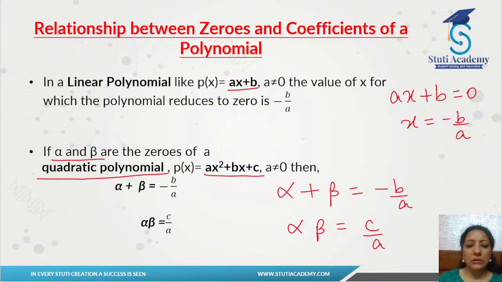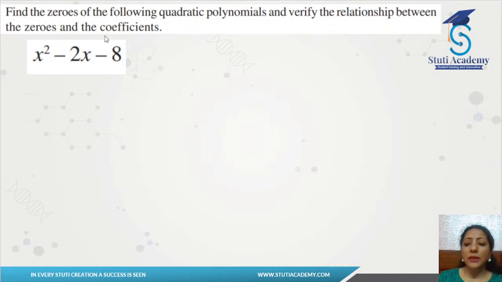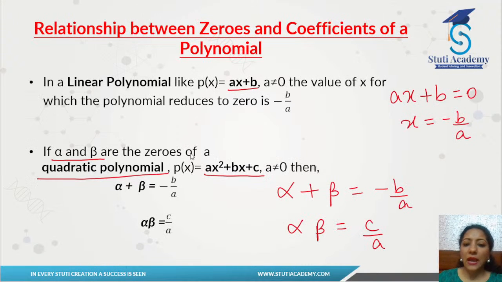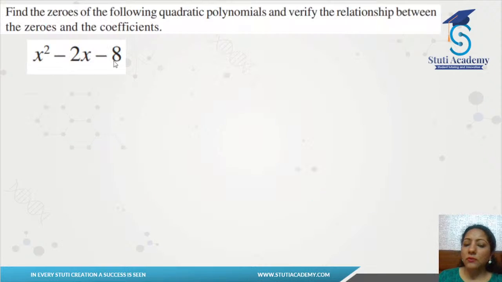Now let us use this in the next question. The next question I am taking from NCERT, that's the second exercise. Find the zeros of the following quadratic polynomials and verify the relationship between the zeros and the coefficients. So we actually have to verify these two relations which we have just discussed. So we have a quadratic polynomial. The first step is we have to find the zeros of this polynomial.